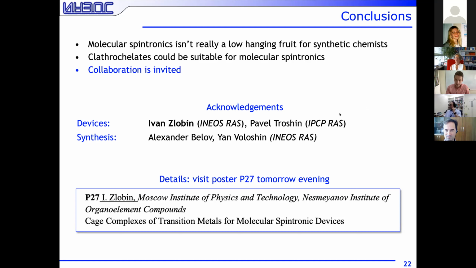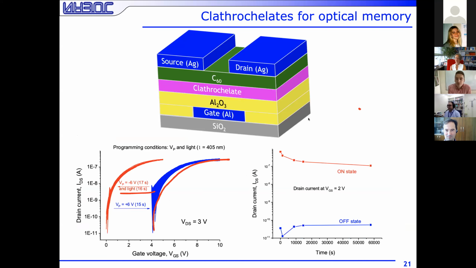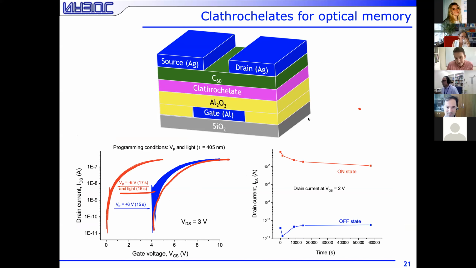Dear Valentin, I every time enjoy your presentation and the information which you gave all of us about the field of your research. I have a question about C60 layers in optical devices. How thick is the C60 layer in this device? Okay, yeah. In that device, it's of the order of 50 nanometers, approximately the same thickness as for Clathrochelates.